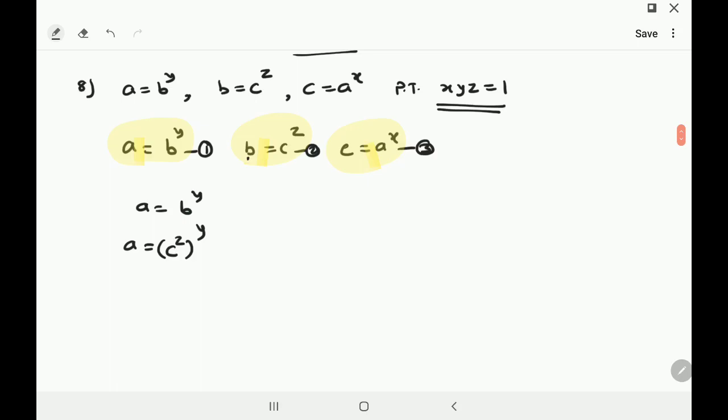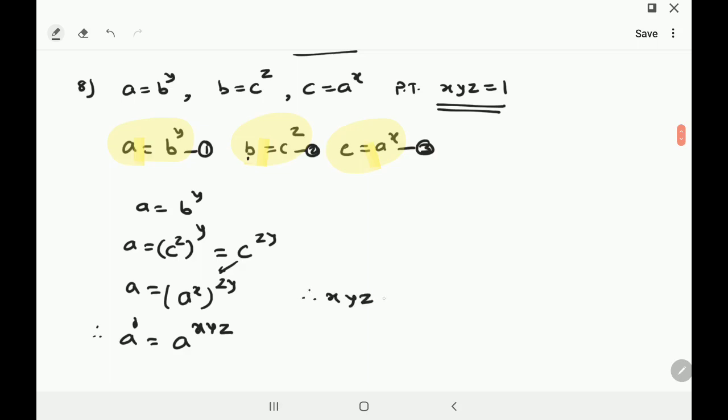I'll use laws of indices here. C raised to zy is going to be... a is equals to, now what is c? C is equals to a raised to x. So I'm going to again replace c by a raised to x. So a raised to x is in place of c, raised to zy. So what do I get? Therefore a is equals to a raised to xyz, and here the power is 1. So therefore what do I get? xyz is equals to 1.